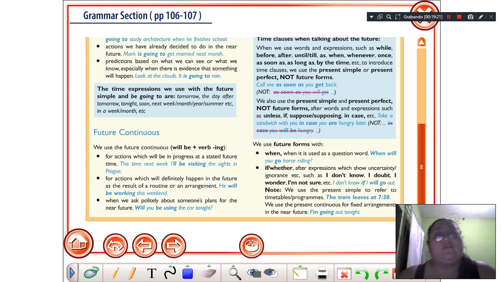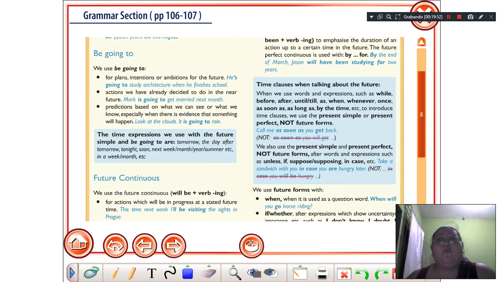Okay, with the future continuous, it's a little different because we're gonna use will, be, and the verb with ing. For actions which will be in progress at a stated future time. For actions which will definitely happen in the future as a result of a routine or an arrangement. When we ask politely about someone's plans for the near future, okay? Future continuous: will be and the verb with ing.